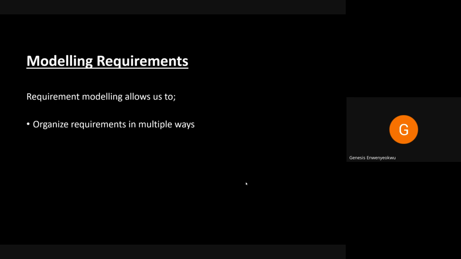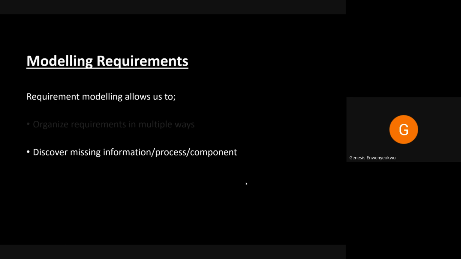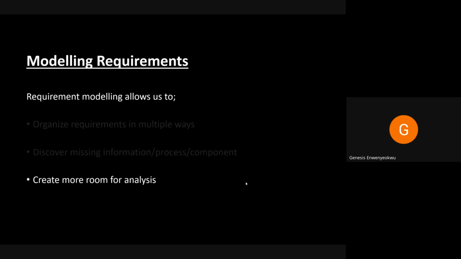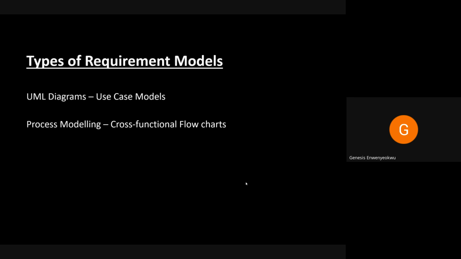So modeling requirements allows us to organize our requirements in multiple ways. It also allows us to discover information that is missing, processes that are missing, and components of the system that we might have missed in the stage of specifying those requirements. Modeling requirements also creates more room for analysis. It gives stakeholders the opportunity to look at other ways to solve the problem, analyze the approach, critique the approach, and provide input and feedback on the approach.